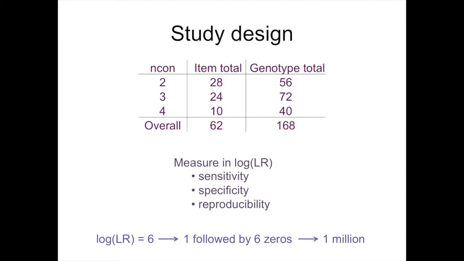And what we did is we examined TrueAllele's sensitivity, specificity, and reproducibility, and we measured that in log-LR values. Here, we're saying that the log-LR is just the number of zeros in the match statistic. So, for example, a log-LR of 6 is a 1 followed by 6 zeros, or a million.